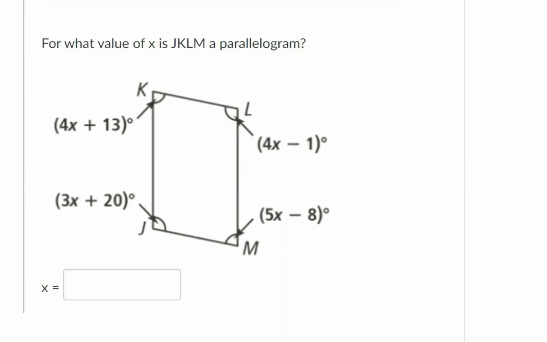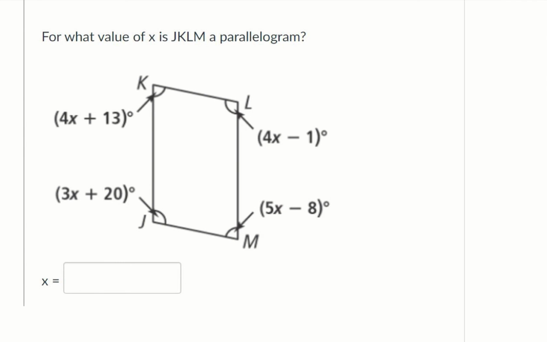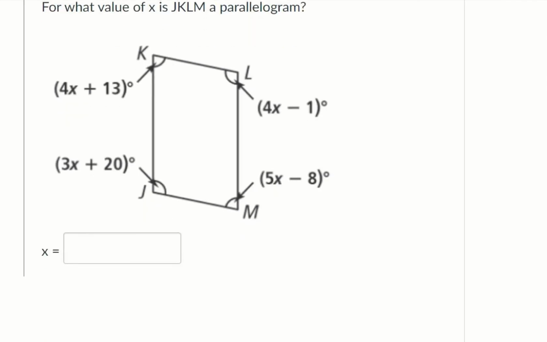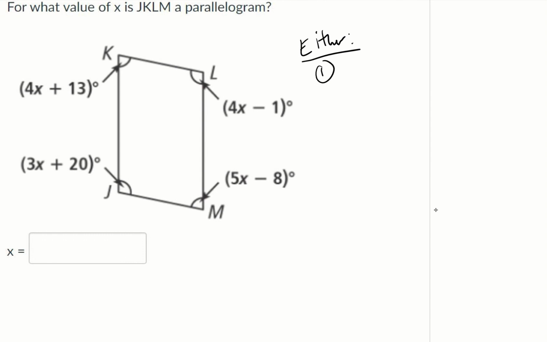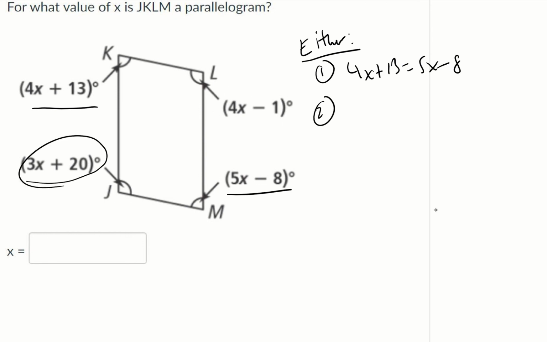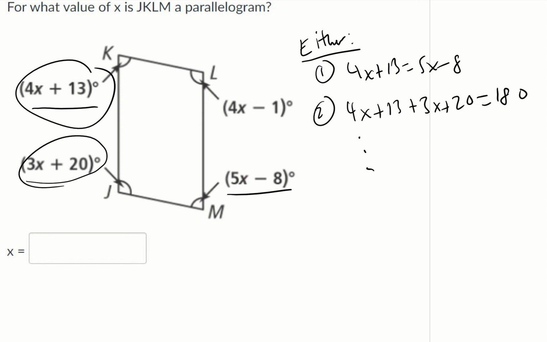Okay, so the next question here we have, for what value of x is this a parallelogram? So for this to be a parallelogram, remember that the opposite sides have to be congruent. There are a lot of combinations that you can do here, but I'm just going to give you two combinations. I could say that this is equal to that, or I could say that these add up to 180 because they're consecutive, and so on.